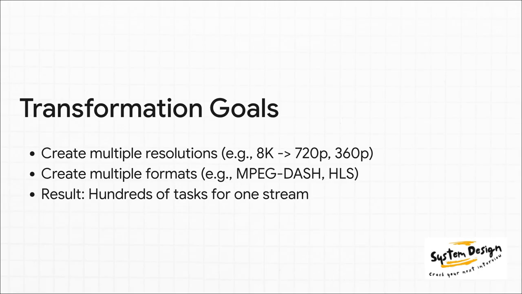The solution is this huge, real-time transformation process. The system grabs that one incoming stream and immediately starts making tons of different versions of it. First, it creates all the different resolutions, from that pristine 8K all the way down to a version that'll play smoothly on a phone, like 360p. Then it has to create different formats, which are kind of like different languages that devices speak. Android devices might need one kind, while Apple devices need another. When you add it all up, for just one live game, we could be talking about hundreds of these conversion tasks all happening at once.